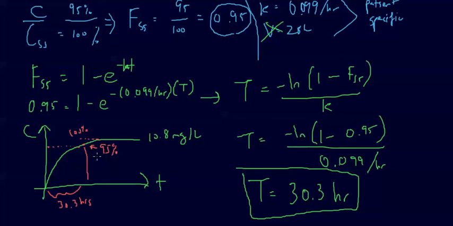And we don't even need to know the exact concentration. All we need to know is that the fraction is 95%. Yeah, I mean, yes, if you wanted to know the concentration, you could calculate it. All you do is you multiply CSS times 0.95. Yeah, that's it. And then I want to touch upon one more thing.